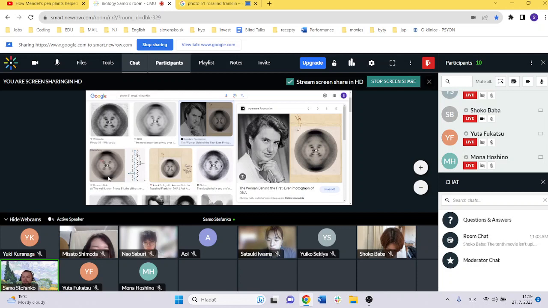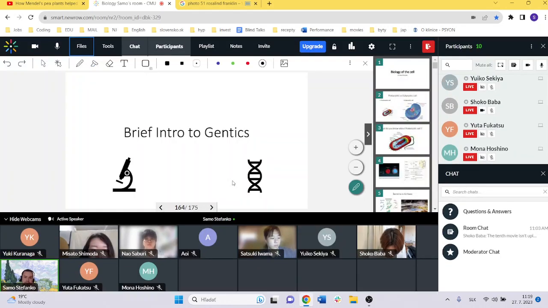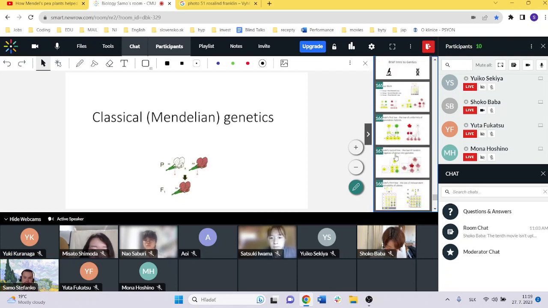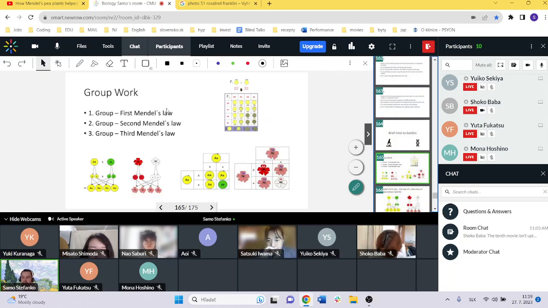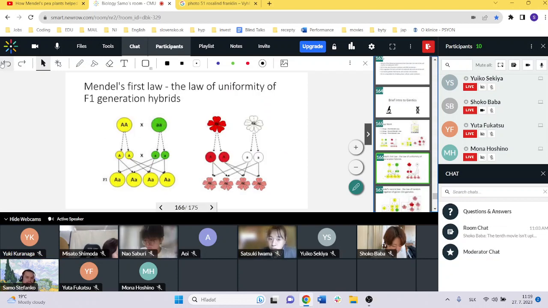And that brings us to our topic, Mendelian genetics. We started with this topic already yesterday with the group work, and now it's time to describe and discuss Mendel's first law. First Mendel's law, let me show you the slide. And I would like to ask the group from yesterday, what are your findings, guys?